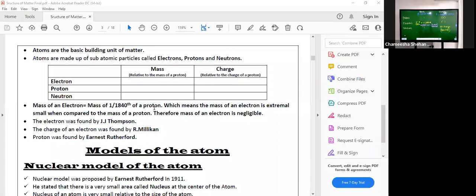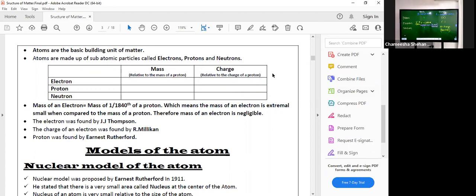For the next part, right? Here we go. The mass of an electron is 1840th of a proton, which means the mass of an electron is extremely small. Just mark the word correct, please. The mass of an electron is extremely small when compared to the mass of a proton. Therefore, the mass of an electron is negligible. So we consider it to be negligible.